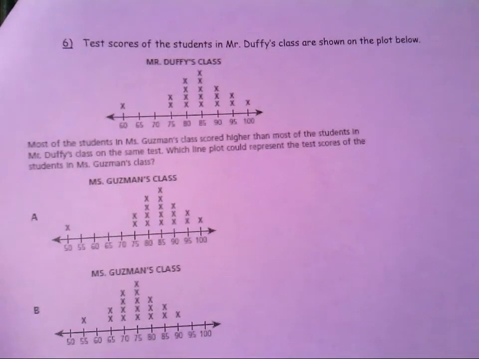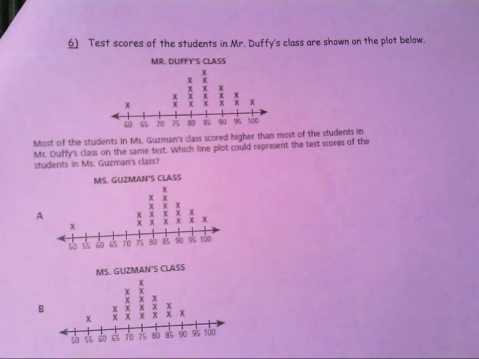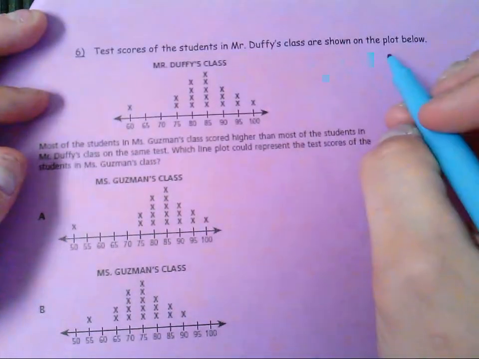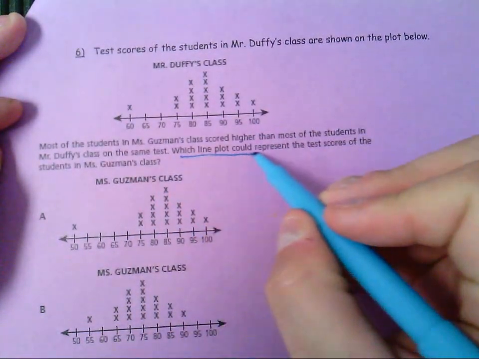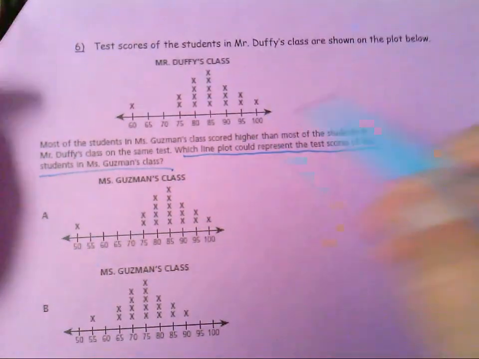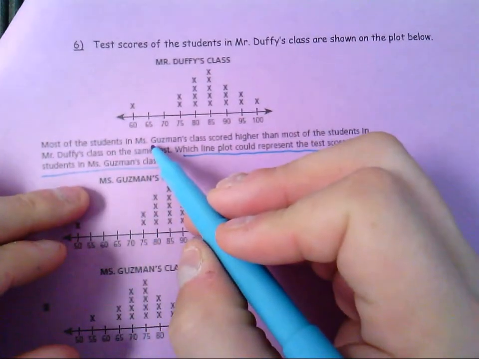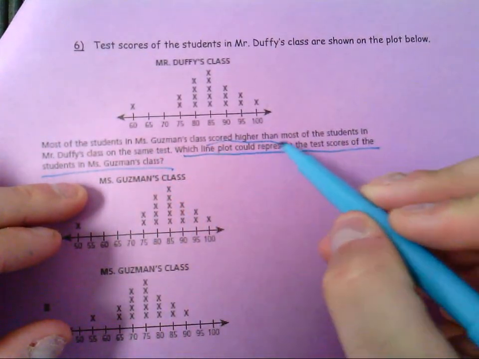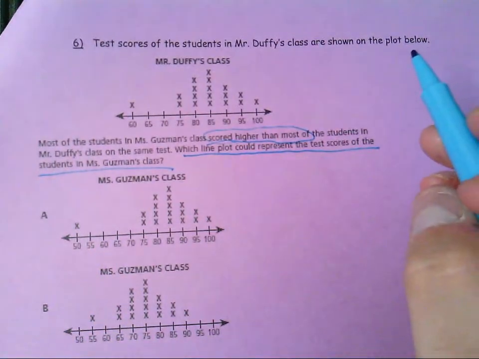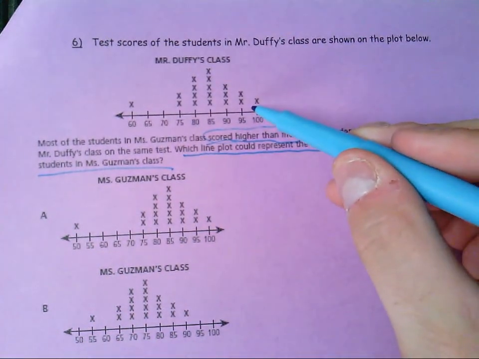All right. Actually, you know what? For this video, I'm going to try to do the whole thing on one, and we'll kind of go from there. Test scores for students in Mr. Duffy's class, shown below. Which line plot could represent the test scores for his class? Most of the students in Mr. Guzman's class scored higher than most of the students. So that's what you're looking for. You're looking for higher scores than what he has here.